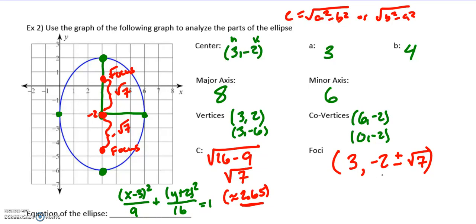So I wrote my foci in this kind of shorthand form here. You could go ahead and figure out what those are. You could write them out separately, but that does represent 2 ordered pairs with the plus and the minus. If the major axis had been in the x direction, I would have put the plus or minus with the first part, but since it's in the y direction, I put it with the second. So there's the location of my foci along with the equation of my ellipse.